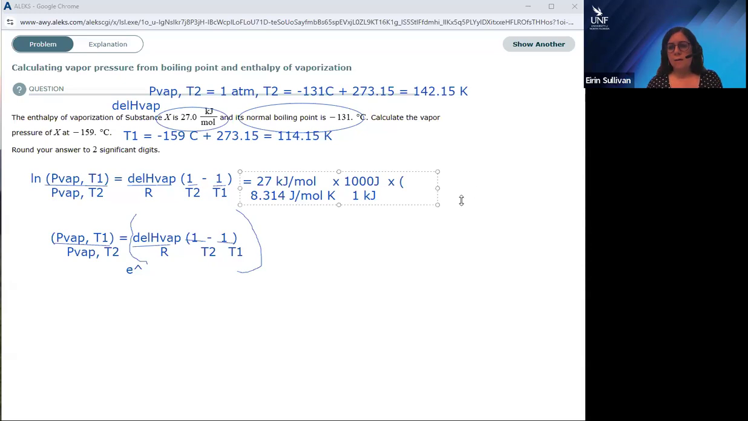Again, you're going to want to be careful with parentheses when you put these things in. So 1 over T2 should be in parentheses. So that's going to be 1 over, what did we say, 142.15, minus, and again, this bit may need to be in parentheses, and then all of it needs to be in parentheses as well before you multiply by the delta H vap over R. So that'd be 114.15 Kelvin.